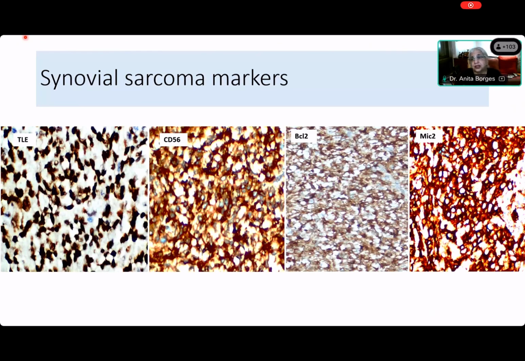And yet, look at the synovial sarcoma markers. There's TLE, there's CD56, there's BCL2, there is MYC2. So is it a synovial sarcoma now, Diksha? What? So is Priyamada right? There was some CK and there was some SMA, and we have all the synovial sarcoma markers.